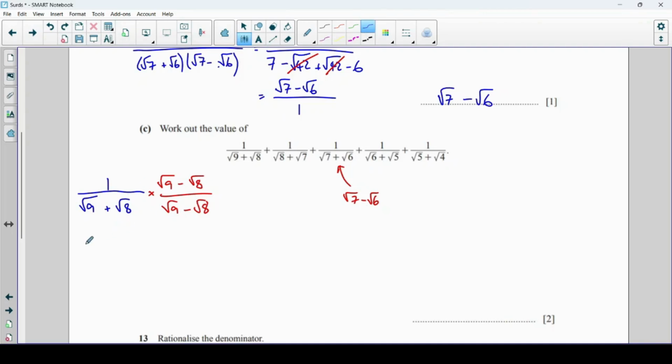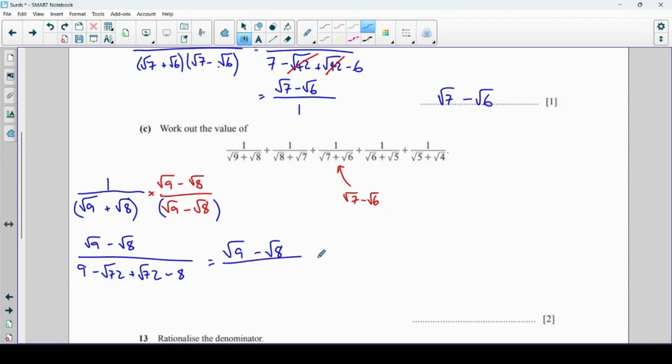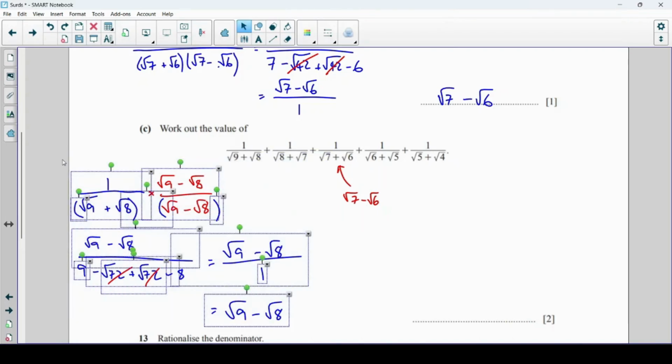So on the top, I'm going to get 1 times root 9 minus root 8. On the bottom, we'll do first, outsides, insides, last. So root 9 times root 9 is root 81, or just 9. Outsides, root 9 times root 8, we get minus root 72. The insides, plus root 72. And the lasts, minus root 8 times root 8, which is root 64, or just 8. So on the top, we get root 9 minus root 8. On the bottom, those middle ones cancel out, and we're just left with 9 take away 8, which is 1. So look, that first one, as you can see, also gives me root 9 minus root 8. So all of these are going to work a really similar way.